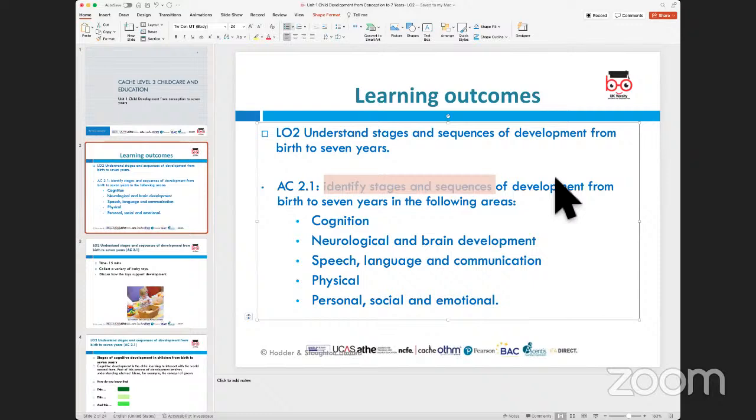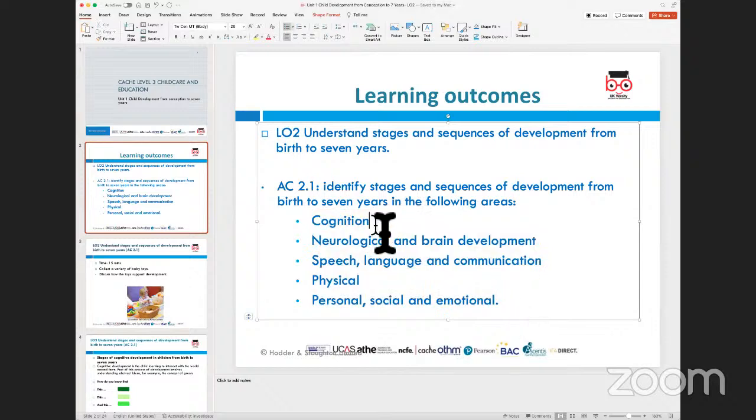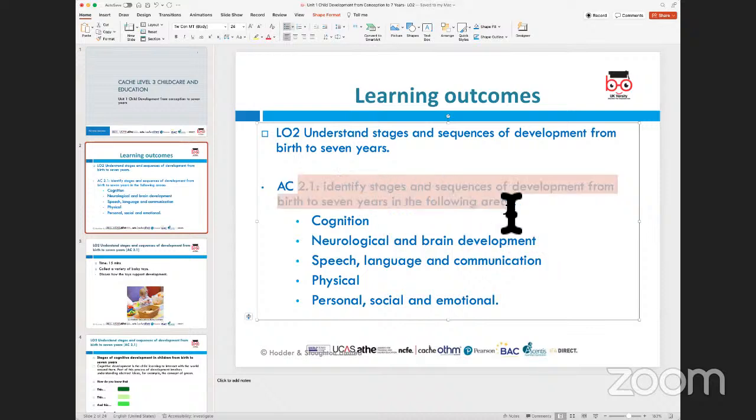So identification typically tends to be bullet pointing them and identifying the key things that you are going to discuss or mention. So identify is to point out, you're going to give us a list of some of the main features. That is what identify means. So you can list them out like this, but when it says sequences, my suggestion would be, when I talk about cognitive development, you explain that in 20 to 30 words. When I look at neurological and brain development, again, 20 to 30 words. And that would be covering this task comprehensively.